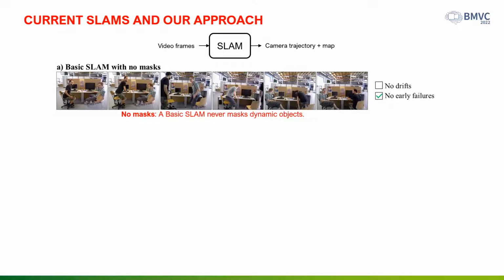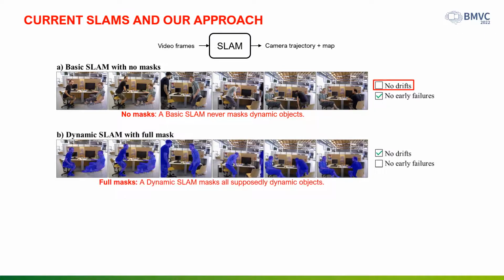Firstly, we have basic SLAMs. Those don't mask any object. This means that they may drift in case dynamic objects are tracked. On the other hand, we have dynamic SLAM with full masking. This means that the SLAM will mask all supposedly dynamic objects like people or cars. As a benefit, we won't have the drift that appears in basic SLAMs. However, if they mask too many objects, they may fail early due to lack of features.